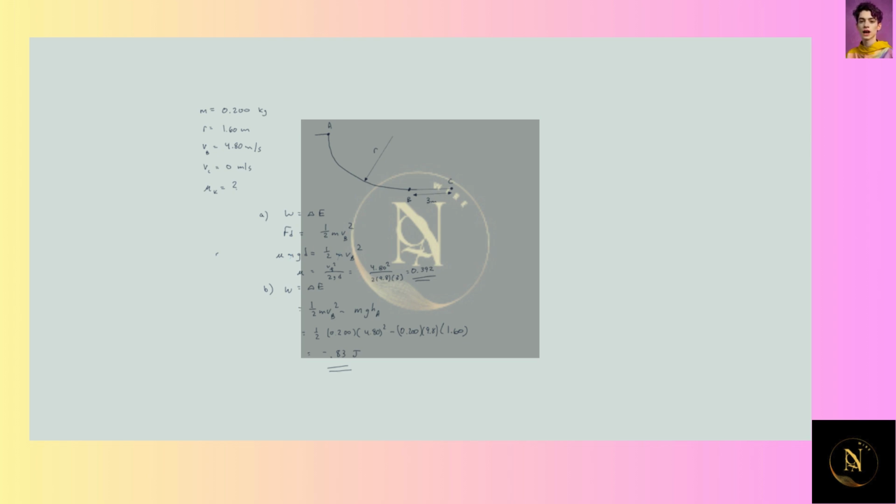So for part A, we're going to use the work energy theorem. Work is the change in energy. We know that work is F times D here, and the force causing the change in energy is the friction force from B to C. So I plugged in mu times mass times gravity times the distance traveled.